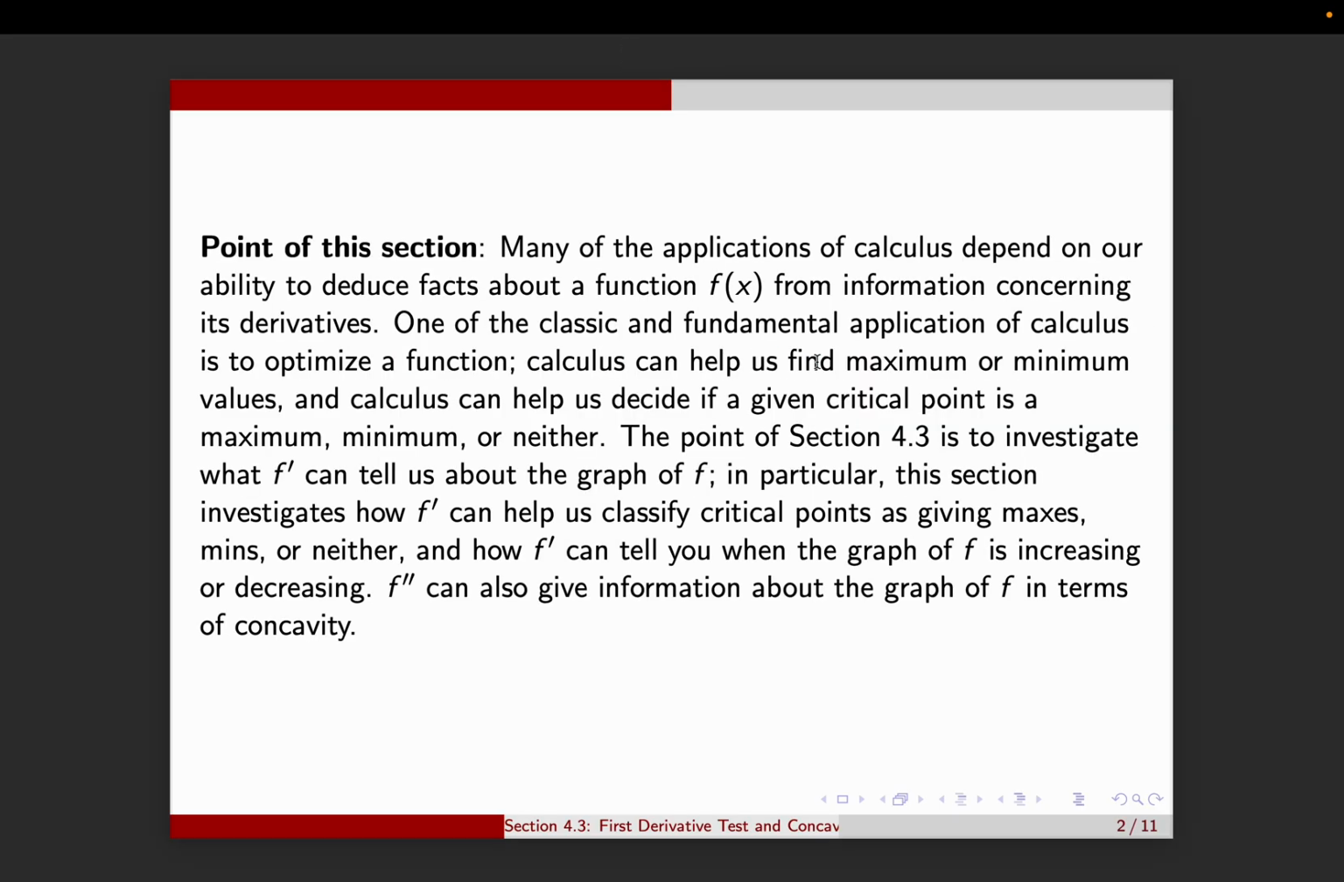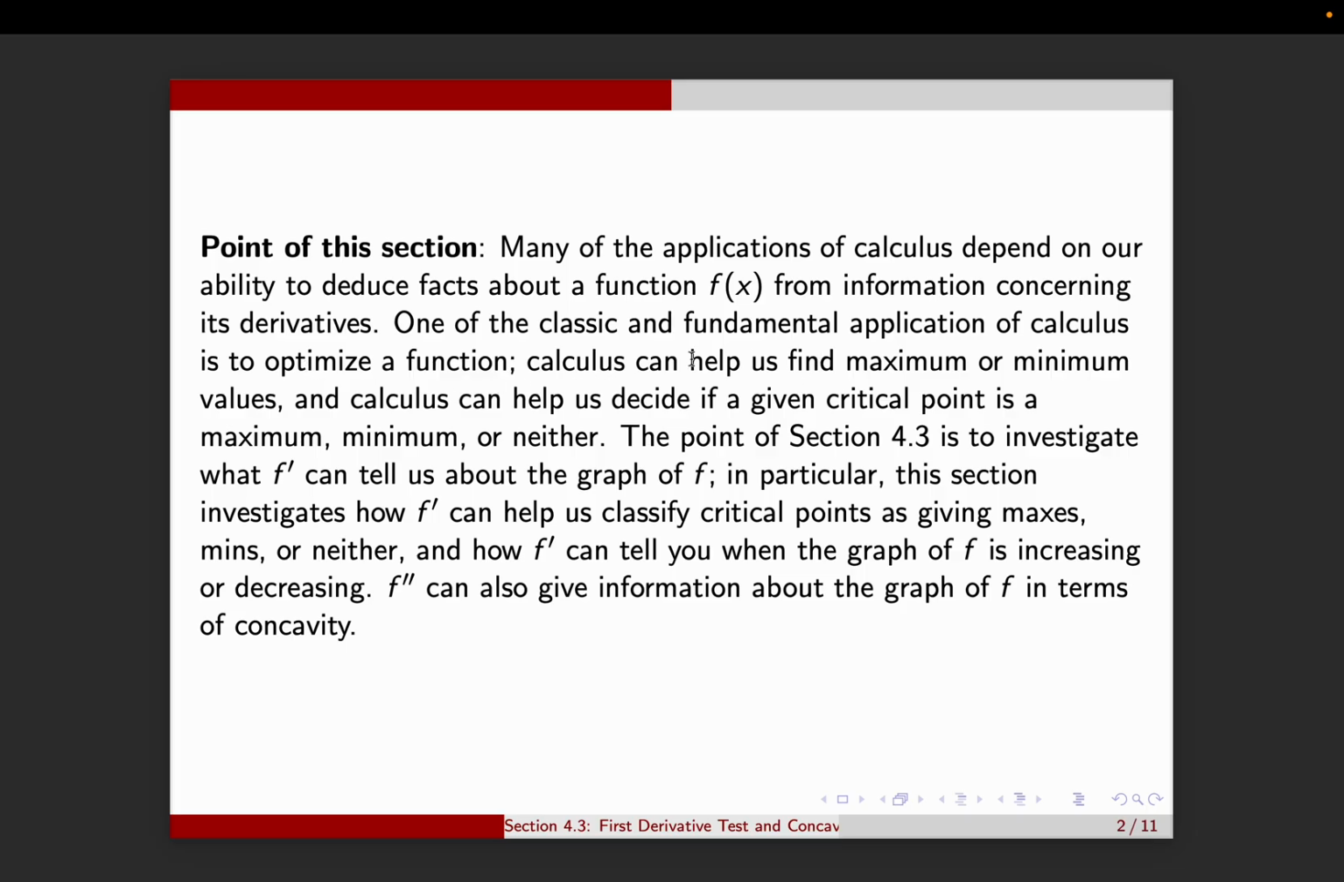So what is the point of this section? So many of the applications of calculus depend on being able to think about what f of x is doing given information about its derivative. And so one of the classic applications of calculus is to do what's called optimization. So thinking about maximizing profit, minimizing cost, maximizing revenue, things like that. Those are classic calculus problems.